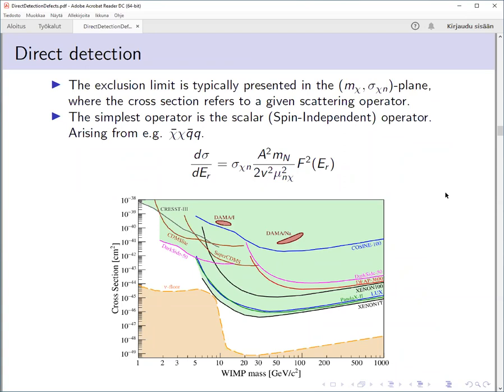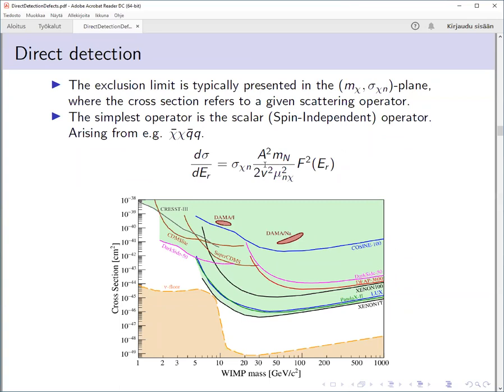For the scattering cross-section, they are typically presented for the simplest possible so-called spin-independent cross-section, where dσ/dE is given by this dark matter nucleon cross-section. So this would be the scattering cross-section between a dark matter particle and a neutron, or a dark matter particle and a proton. And the spin independent assumption means that they are the same. So you assume that the dark matter particle has the same cross-section with the neutron and the proton.